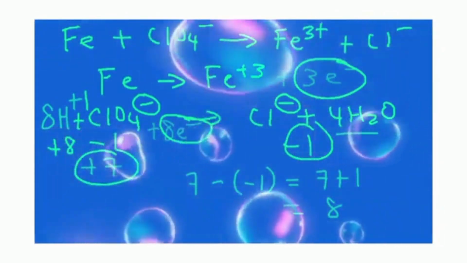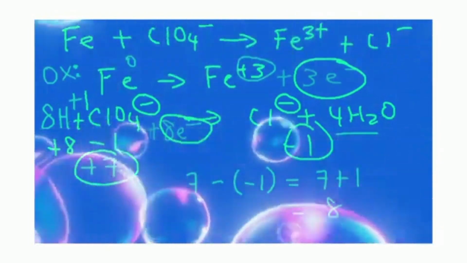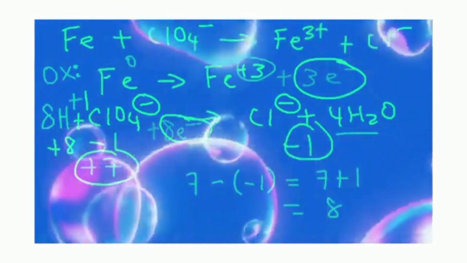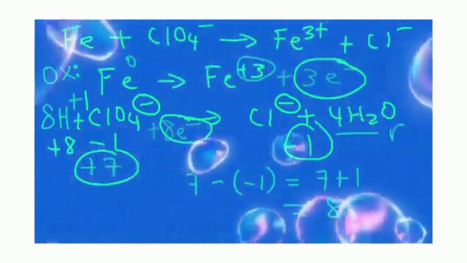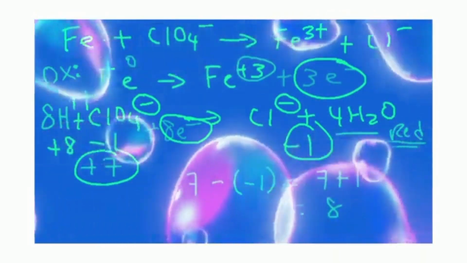Whenever the electrons are on the right side, the reaction is oxidation. You have an increase in oxidation state from 0 to +3, and you can see that iron is losing 3 electrons because it's on the right side. Whenever the electrons are on the left side, you have a reduction half reaction because it involves a gain of electrons. And notice that the oxidation state of chlorine decreases from +7 to -1, so it's a reductive process.